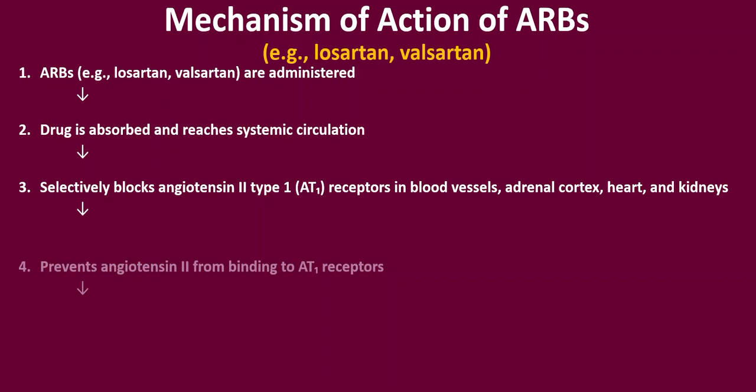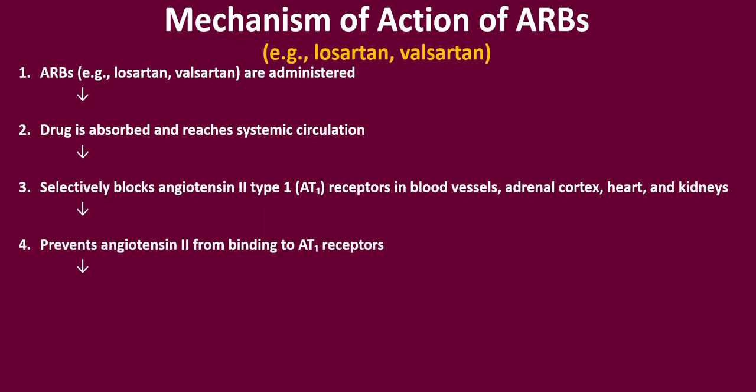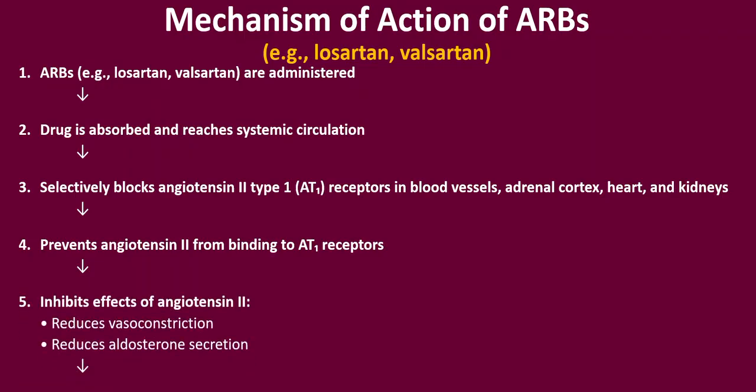Precisely. Angiotensin II normally binds to AT1, and one of its main jobs is vasoconstriction, making blood vessels tighten up. By blocking that binding, ARBs prevent that tightening, so you get vasodilation. Instead, the vessels relax and widen. Which lowers resistance. It makes it easier for the heart to pump blood, right? Exactly. It decreases what we call peripheral vascular resistance. Got it. And you mentioned the adrenal cortex as well.